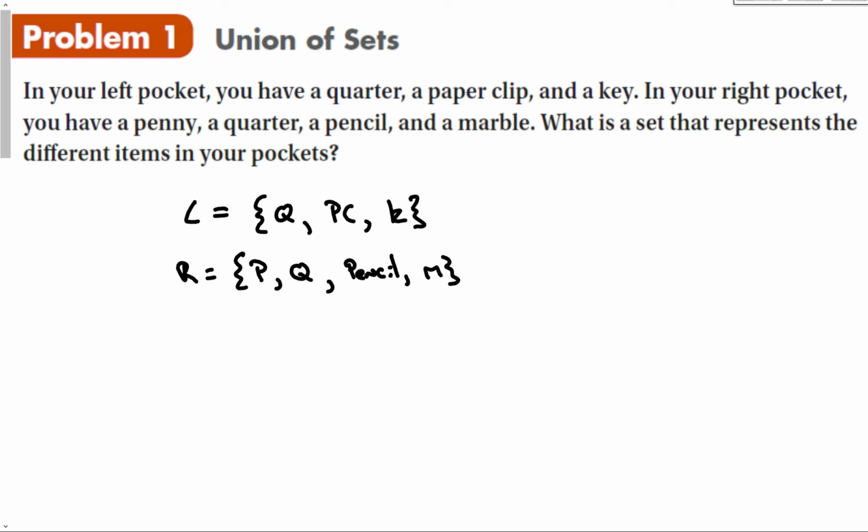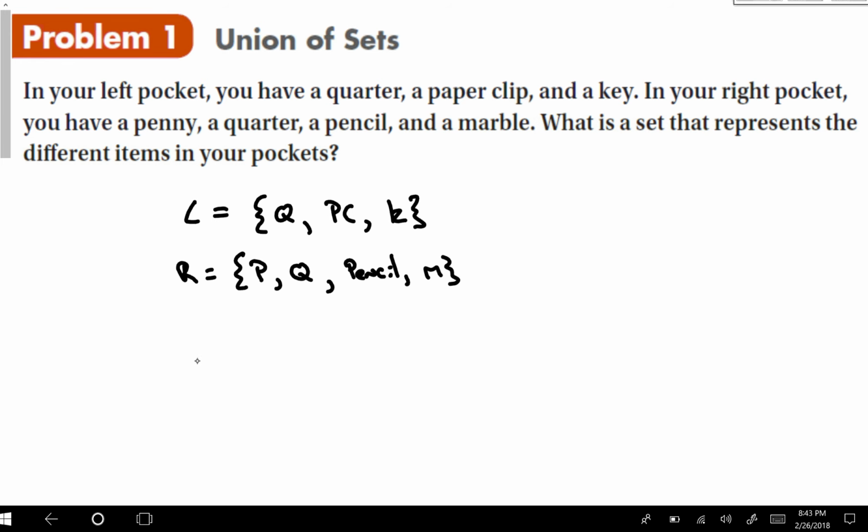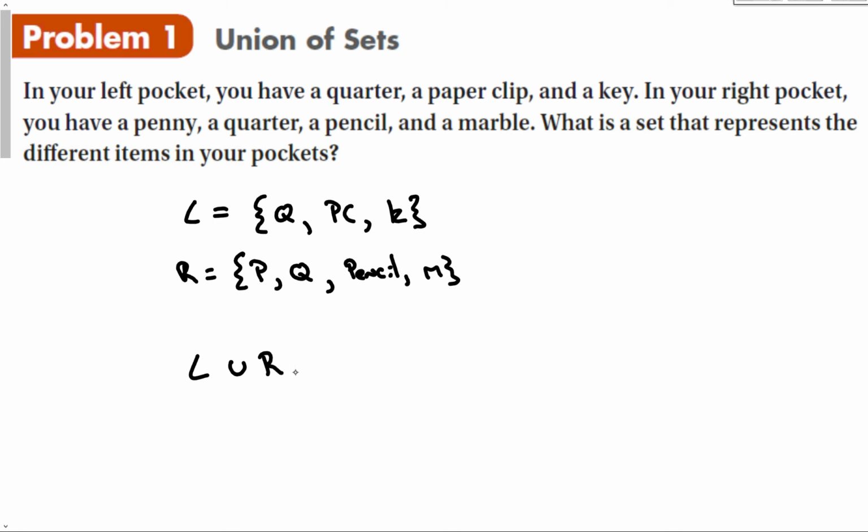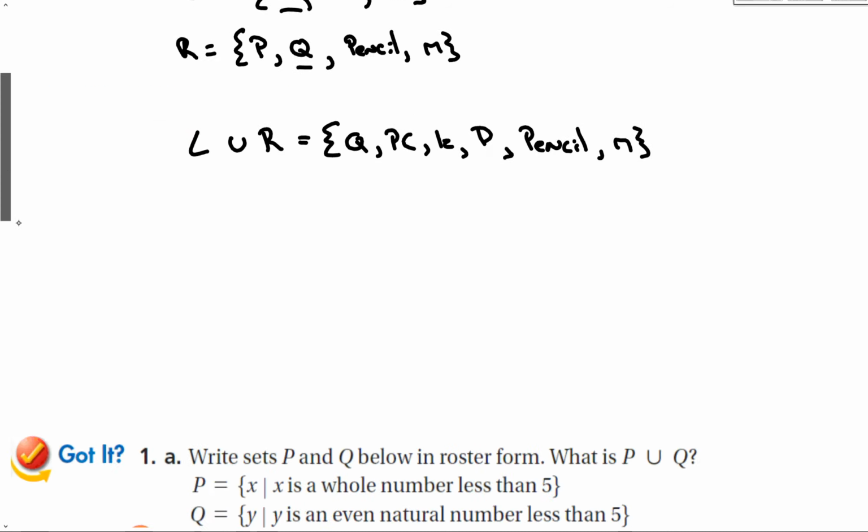Okay? So when I union these two together, when I want to know what I have in both my pockets, I now make a set that has everything. Okay? One important thing, however, is I don't have to put quarter twice. I have a quarter in one or the other pocket. I have a paperclip, I have a key, I have a penny. I don't have to write the quarter again. I have a pencil, and I have a marble. Right? And that is the union of all of my sets. Putting the two sets together.